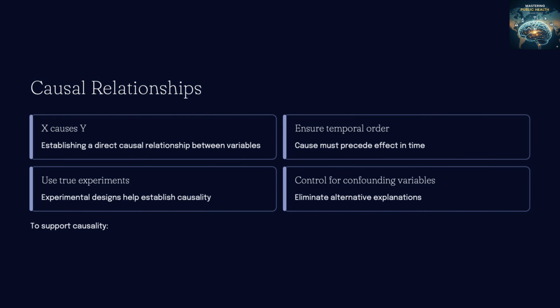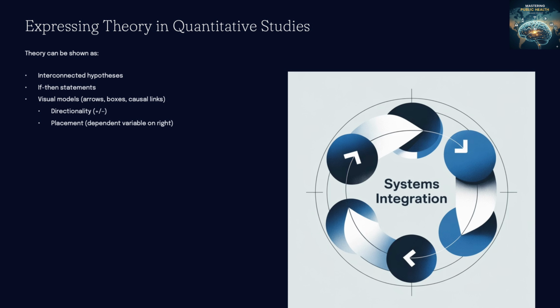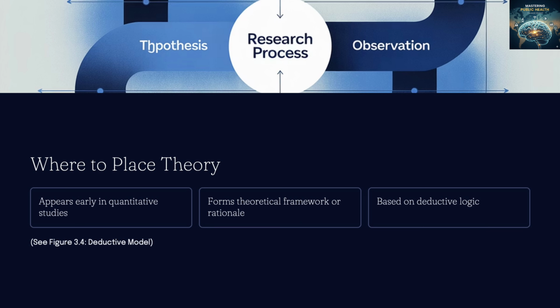Testing causal claims. Causal claims require temporal order, where cause precedes effect, and control of other variables. Use of true experiments to support causality. Stating theories in quantitative research. Theories may be expressed as interconnected hypotheses, if-then statements, causal diagrams or models. Arrows show relationships, boxes for variables. Valence, plus or minus, indicates direction of effect. Refer to textbook figures 3.1, 3.2, and 3.3.